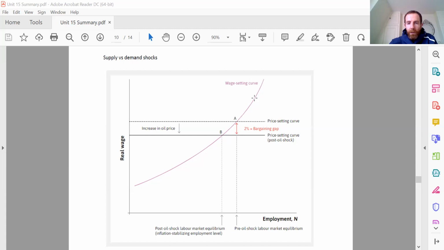And we can use this model of the Phillips curve and the labor market to imagine how this could have happened. And also importantly, to see how a supply shock could actually lead to both inflation and also higher levels of unemployment. So first, let's imagine where we are beginning. We're beginning with this pre-oil shock labor market equilibrium, where the original price setting curve intersects with the wage setting curve here at point A. And then we imagine there's been some increase in the oil price.